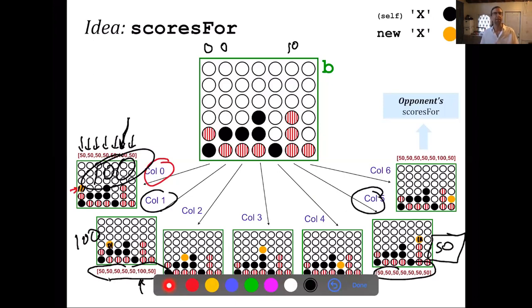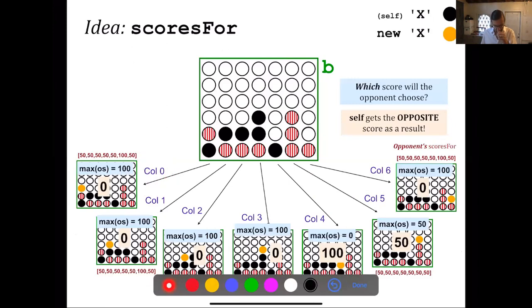Okay. So again, just to summarize, I'm going to come up with my scoring of each column by moving in each column and seeing how my opponent would score each column. When my opponent scores every column, that allows me to come up with a score for the whole board for my opponent. Right? So I'm going to invoke the scores for method in my opponent's place after moving into a particular column. That scores all of the columns for my opponent. Then I'll use all those scores to come up with a score for the whole board for my opponent. And then use that to come up with a score for me for that column.